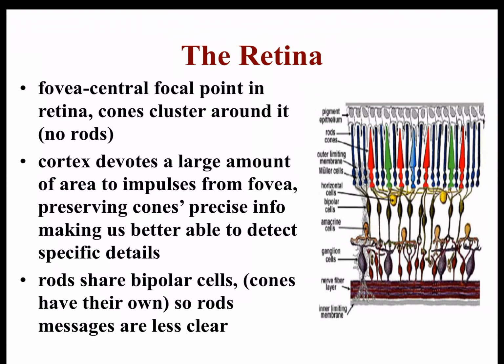If you look at this picture here, you can see the rods. They look like rods, little gray sticks. And then you have the cones, which look like cones, those red, green, blue little cone-shaped things. Most of the light is going to be centered around the fovea. So again, the fovea is all cones and no rods.